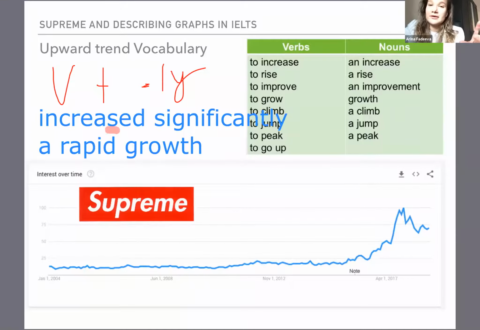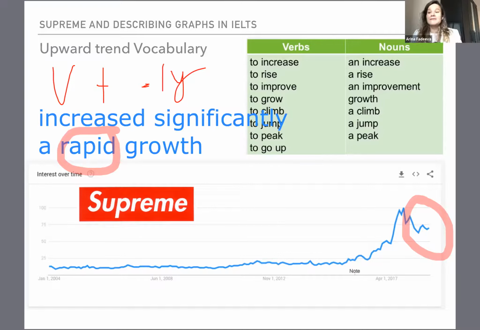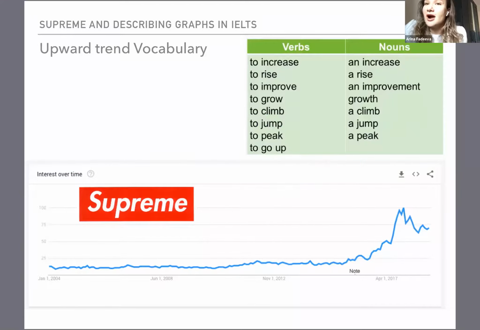You use an adjective without ly, no ly, it's just rapid, significant, high, slight, something like that, growth. So verb plus adverb, but adjective plus noun, vice versa, different position. I think you got this. Let's try to describe the next phase, the next period after April the 1st, 2017. And we're going to learn the verbs with the downward trend. All right, let's go.